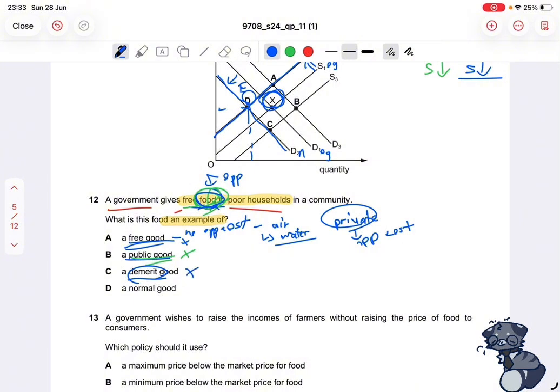Better examples of demerit goods would be cigarettes, tobacco, alcohol, as they are not very good for your health. But anyways, the next one says a normal good. A normal good is also similar to a private good.